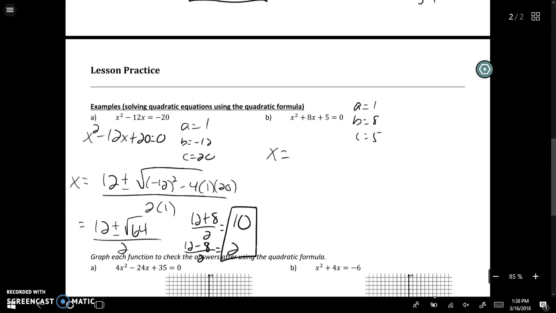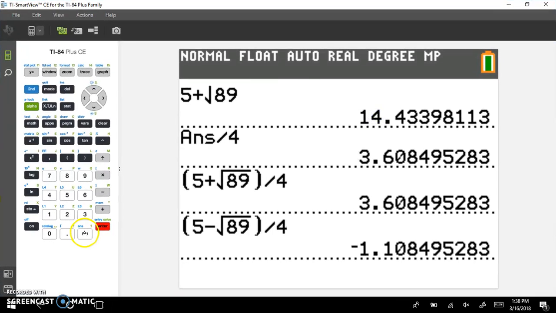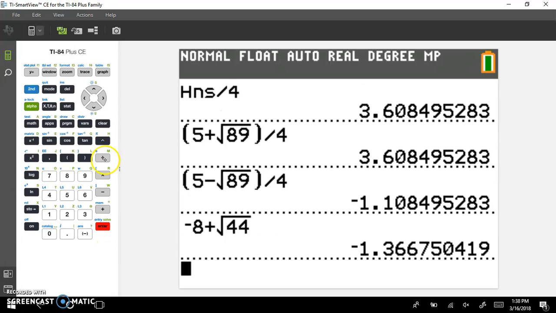So x equals negative 8 plus or minus the square root of 8 squared minus 4 times 1 times 5, all over 2 times 1. 64 minus 20 is 44. Negative 8 plus or minus the square root of 44 divided by 2. Okay, put that into your calculator.